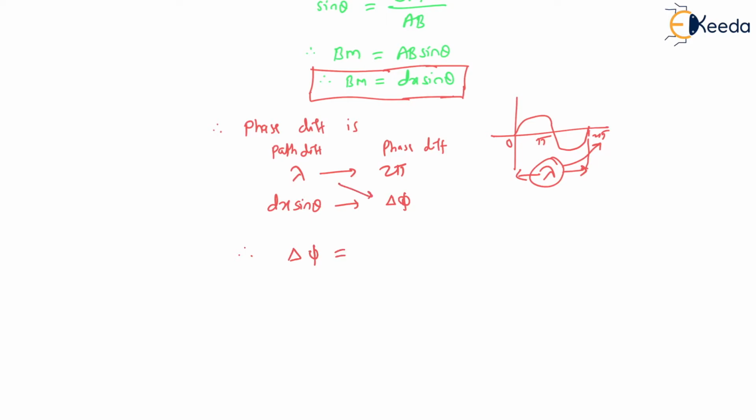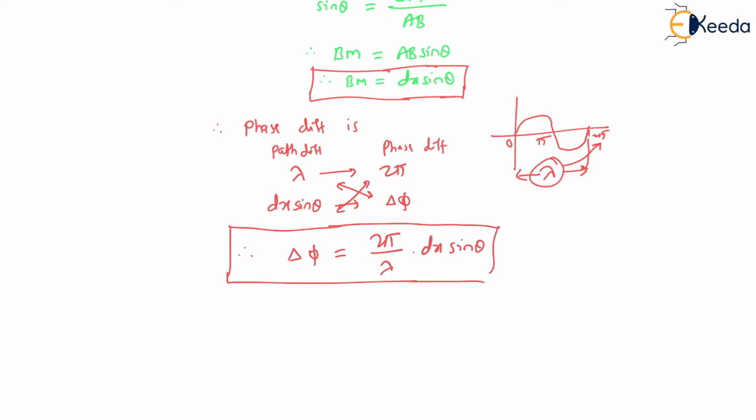So simply cross multiply these two. Here we'll have the delta phi as 2 pi by lambda into dx sine theta. So this is the phase difference between those small first and second rays, delta phi.